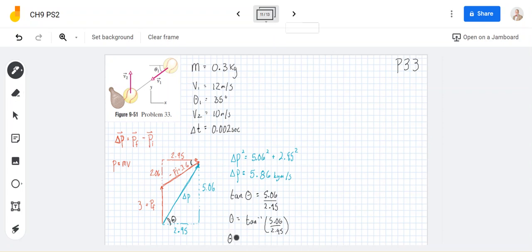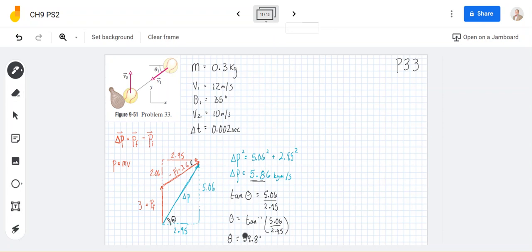So theta is equal to 59.8 degrees. And that actually looks pretty good, right? Definitely bigger than 45. I feel okay about that. So this is the magnitude and angle of the change in momentum.